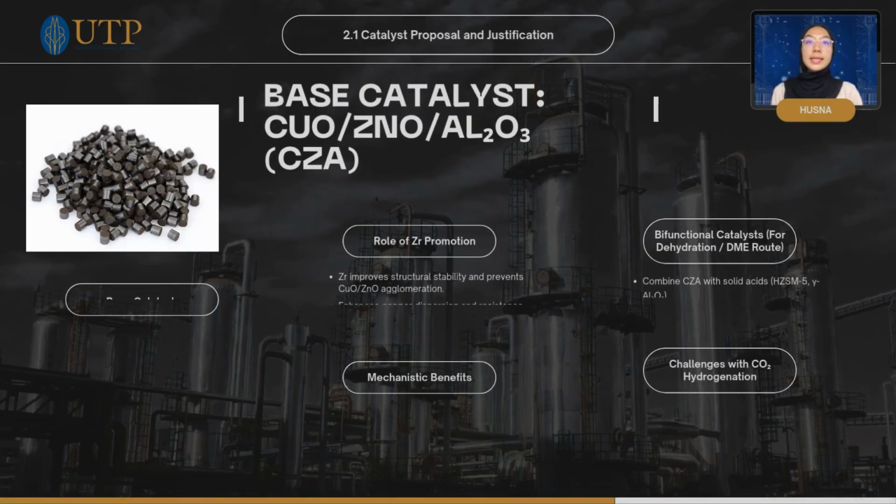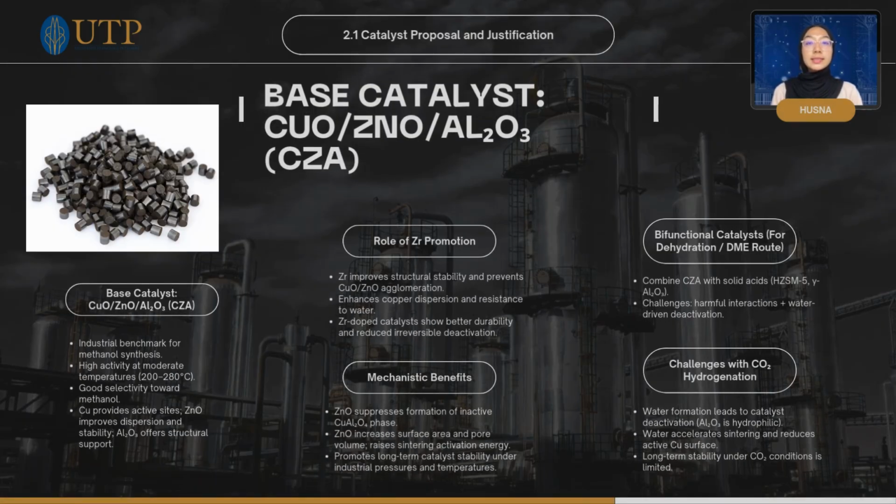The conventional industrial catalyst for methanol synthesis is copper and zinc oxide on alumina, also called CZA. It performs very well in terms of activity, but under CO2-rich conditions, its long-term stability becomes an issue. This is mainly because the alumina support is hydrophilic, so water tends to accumulate on the catalyst surface. Over time, this water accelerates deactivation and reduces methanol yield.